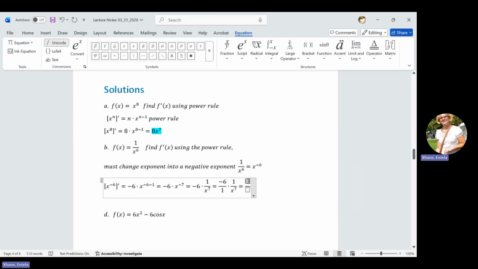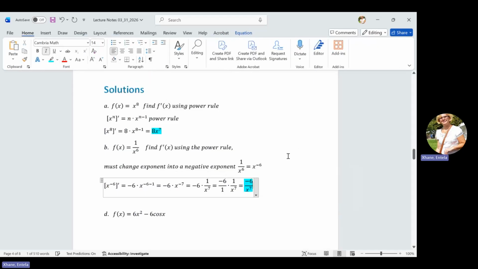-6 times 1, that's -6. And then x to the power 7 times 1, that's going to be x to the power 7. And that should be the final. So a bit different from the previous one, the way this is designed.